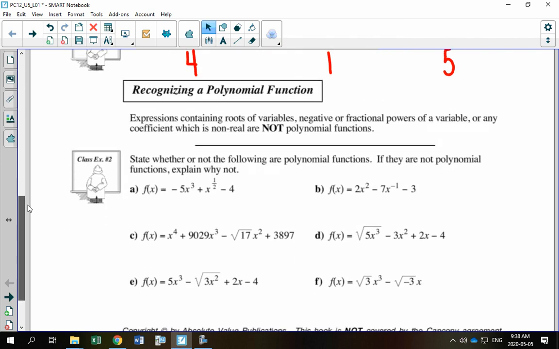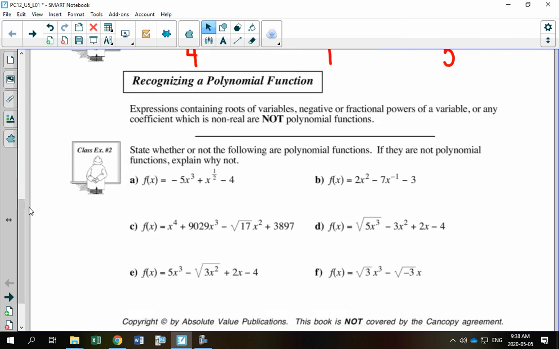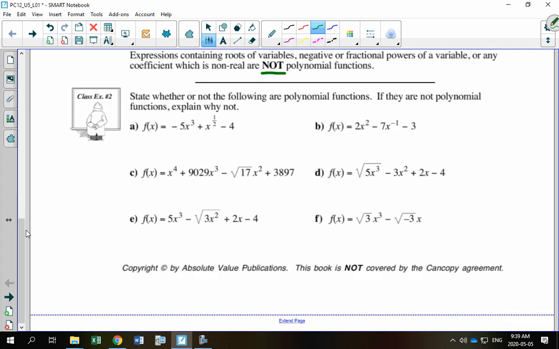Okay, so just recognizing if a function is a polynomial. Expressions containing roots of variables, negative or fractional powers of a variable, or any coefficient which is a non-real number are not polynomial functions. So we're just going to state whether or not these are polynomial functions. If they're not, we're going to explain why. Taking a look at a, f of x here, we notice that it has a rational exponent, so this would not be a polynomial.